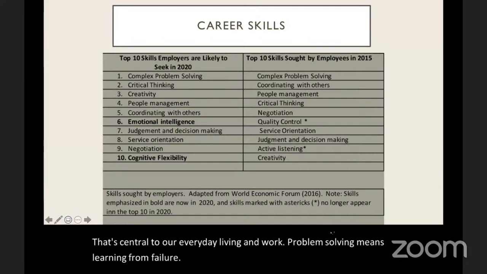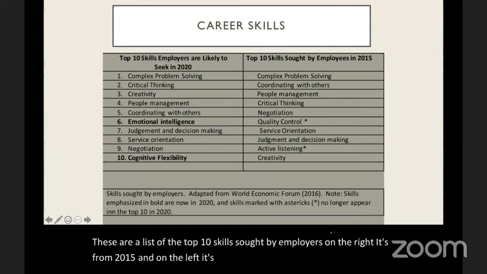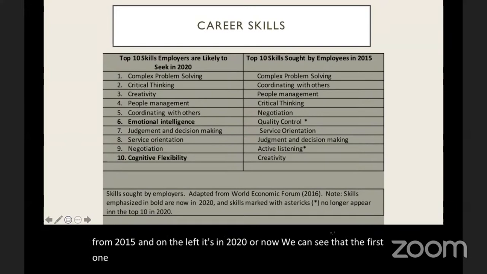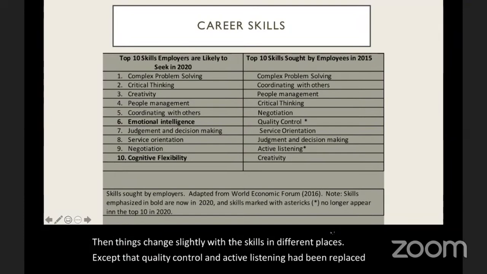These are a list of the top 10 skills sought by employers. On the right, it's from 2015, and on the left, it's in 2020 or now. We can see that the first one, complex problem solving, is still in slot number one over the last 5 years. Then things change slightly with the skills in different places, except that quality control and active listening have been replaced with emotional intelligence and cognitive flexibility, which are new.